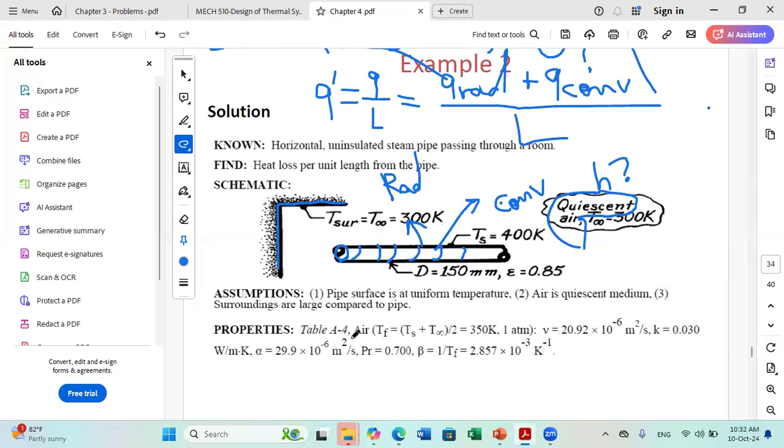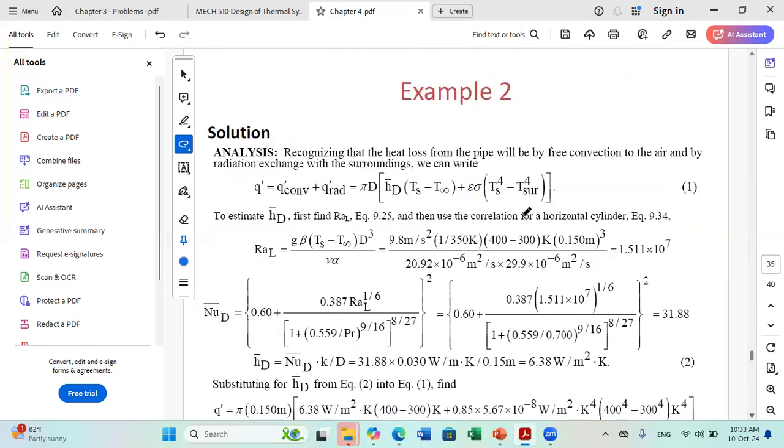So first, as we said, we go to the table of air. At film temperature, which is T surface plus T infinity over 2, we find all properties needed: mu, K, alpha, Prandtl, beta, etc. We find them from the table. Next step, we do the analysis that we did together for Q prime. Q prime is equal to Q prime convection plus Q prime radiation. So we evaluate the Q prime. And next step is to calculate Rayleigh. In Rayleigh, we need the characteristic length, which for a horizontal cylinder is the diameter D.